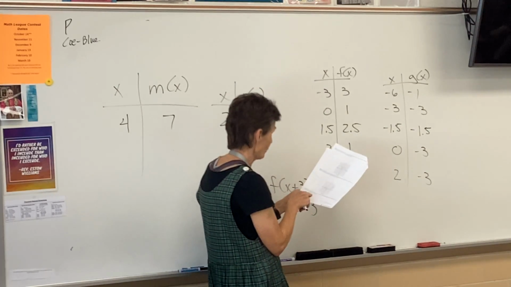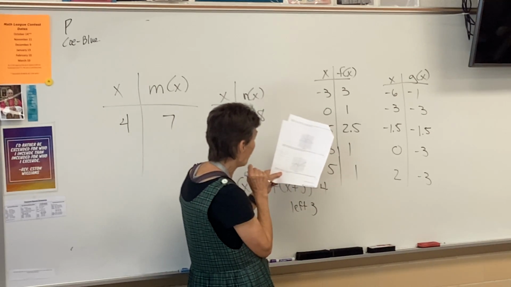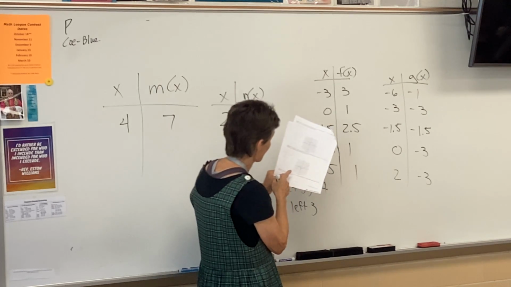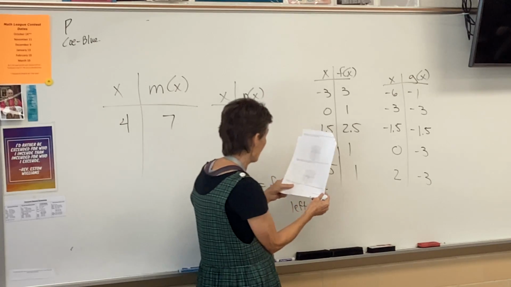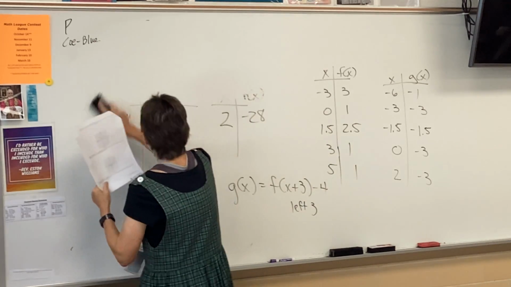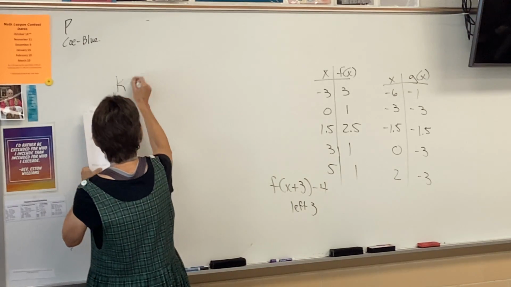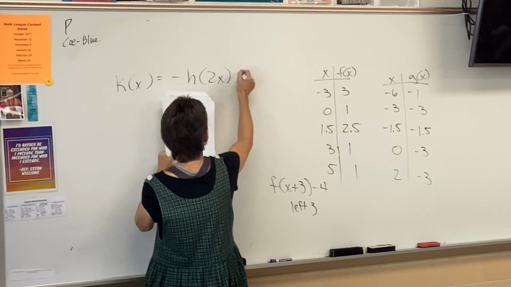Now, example 4 talks about that picture right there, h. Says it has a hole at 4, where x is 4. It has 3 line segments. You see them there. Sketch a graph of k, where k is negative h of 2x plus what?